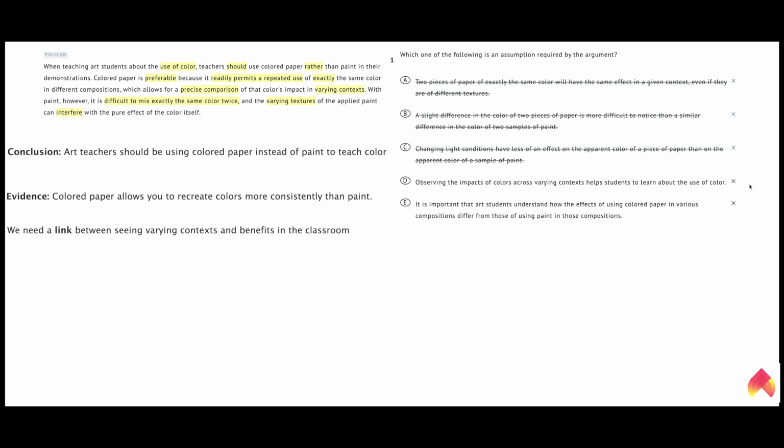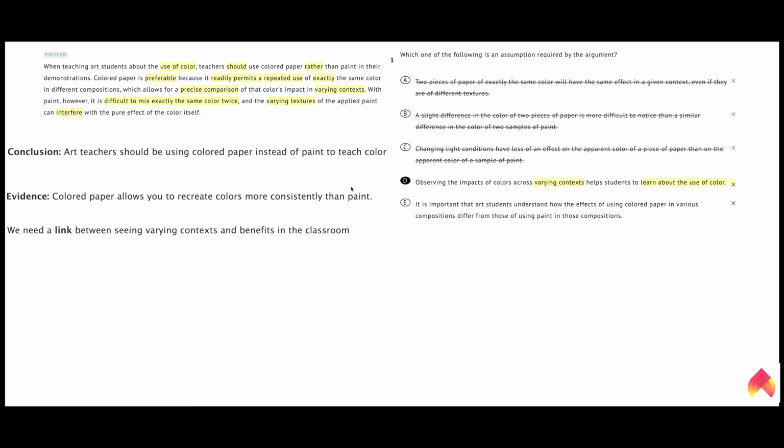Answer choice D, observing the impacts of colors across varying contexts helps students to learn about the use of color. And so answer choice D links this concept of varying contexts to the concept of colored paper being preferable. So answer choice D provides us with the link that we need.